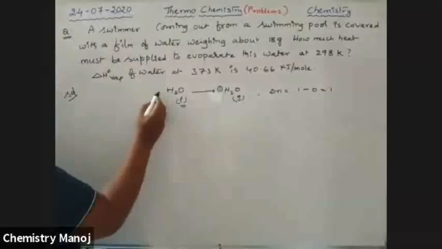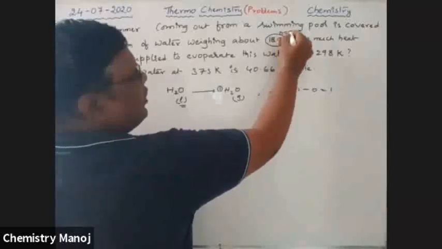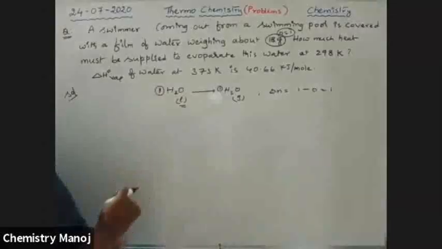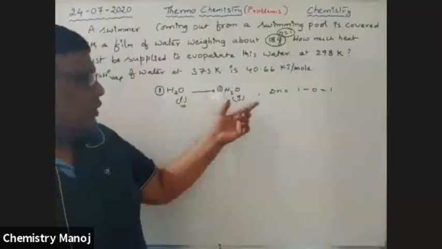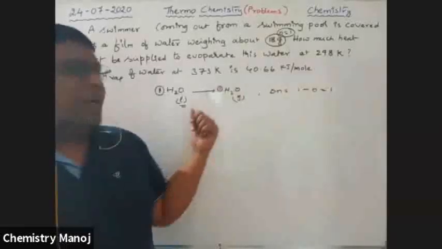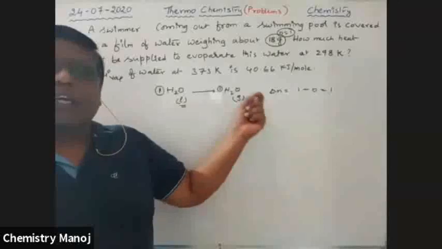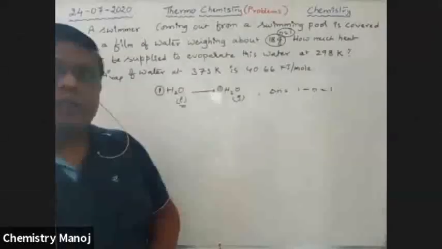Sir, why is it taken as 1 mole? Here 18 grams means number of moles is equal to 1. This 1 mole of water is going to be converted into vapor. So here delta n is 1 because we consider only gaseous moles of products and gaseous moles of reactants. So n_p minus n_r is equal to 1.